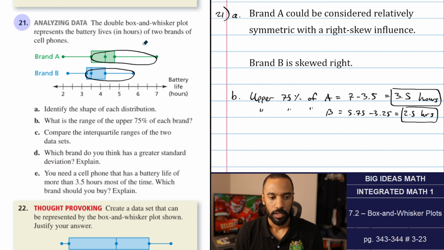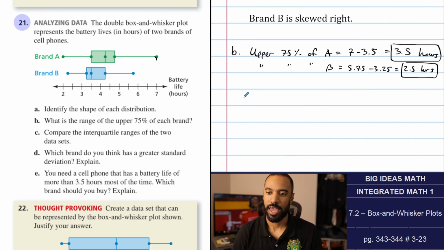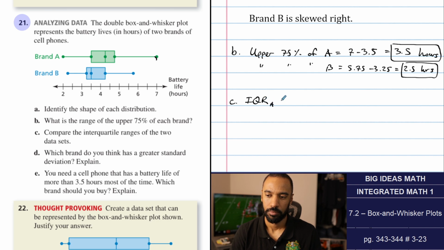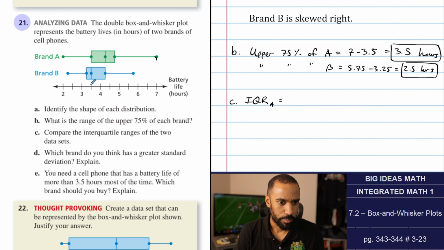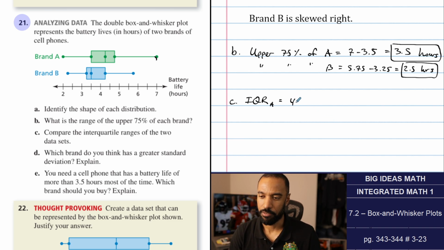Part C, compare the interquartile ranges of the two data sets. So the IQR of A and IQR of B. I wonder if we have to make our own double box and whisker plot eventually here. I don't know. IQR of A. Q1 is 3.5. Q3 is, I'm going to say 4.75. So 4.75 minus 3.5 is 1.25 hours.